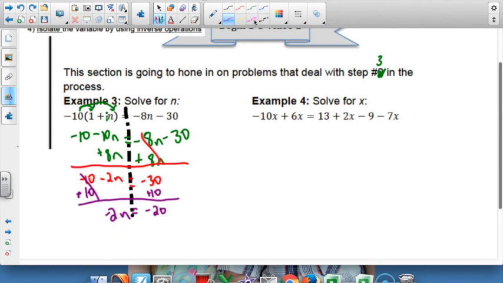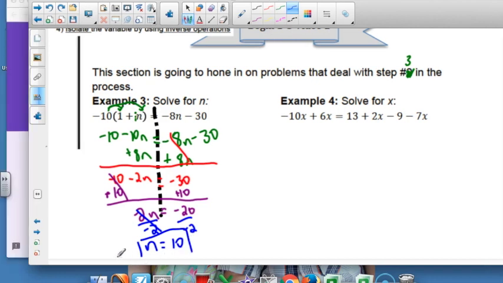All right, now I'm down to a 1 step. This is -2 times n, so how am I going to get rid of multiplication? Division. I'm going to divide by -2 on both sides. -2 divided by -2 is 1, and 1 times n is n. So that's gone. -20 divided by -2 is +10. And I'm finished. Oops.